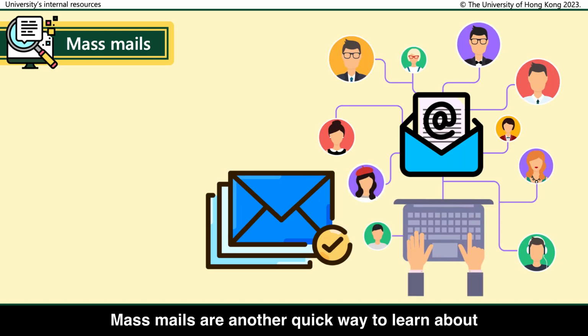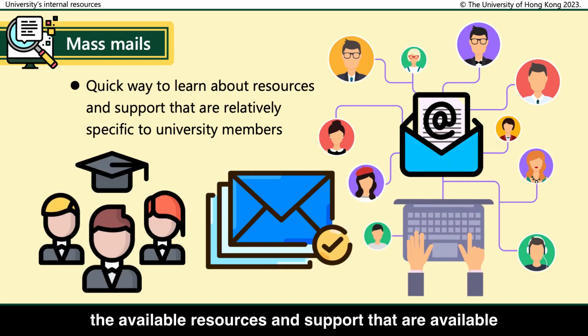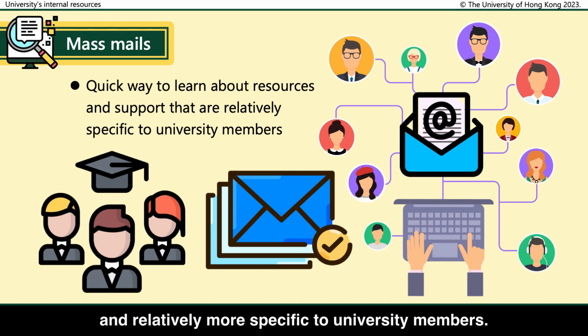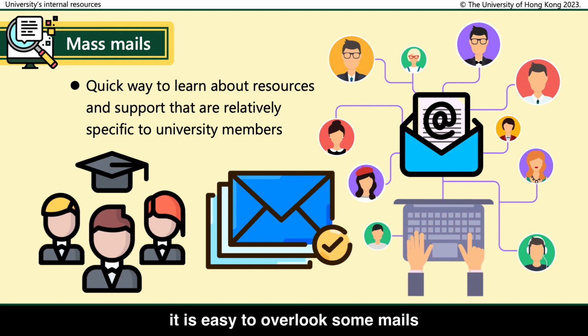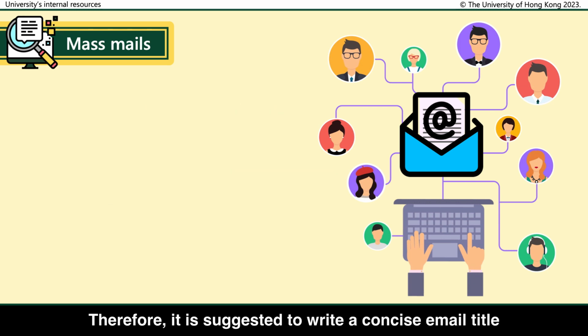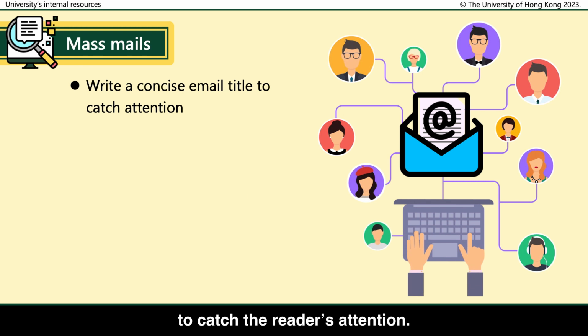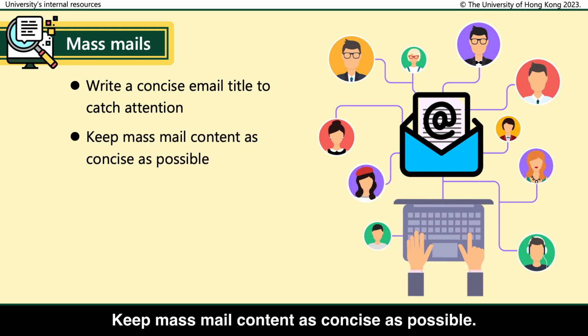Mass mails are another quick way to learn about the resources and support that are available and relatively more specific to university members. Because university members receive many mass mails every day, it is easy to overlook some mails, and our workload might be so heavy that we may not have much time to go through each mail in detail. Therefore, it is suggested to write a concise email title to catch the reader's attention. Keep mass mail content as concise as possible.